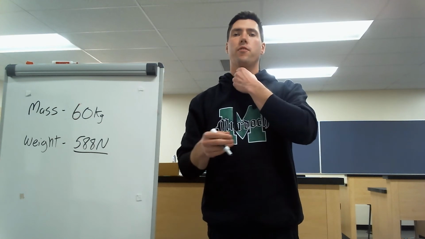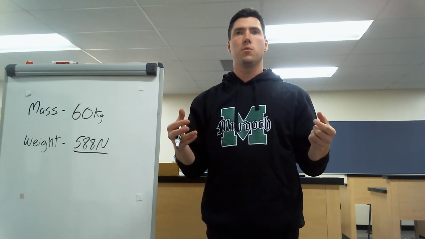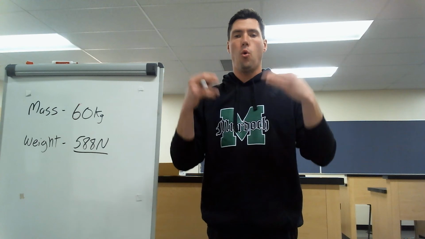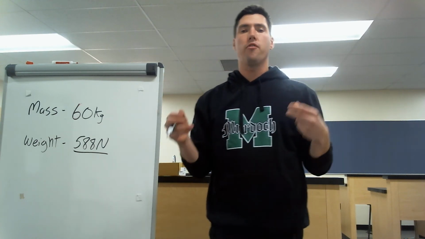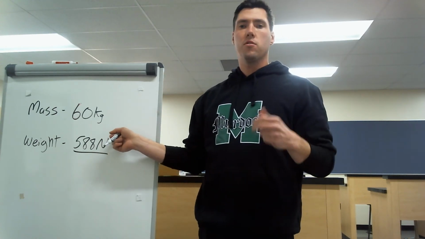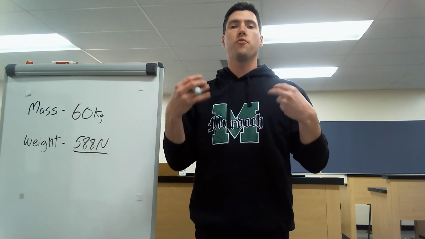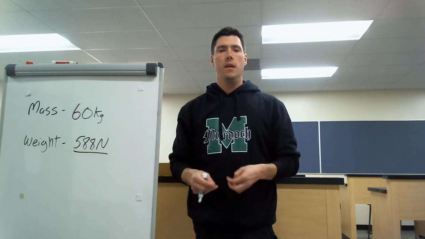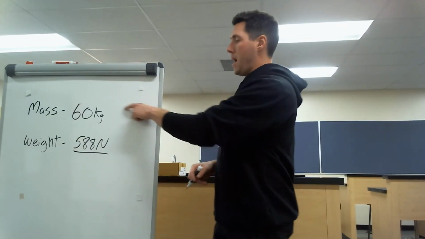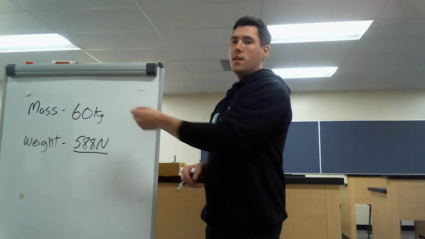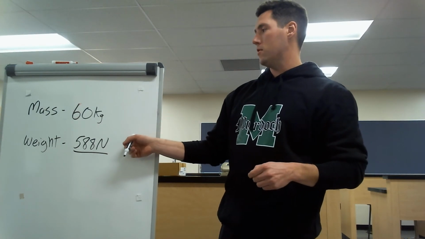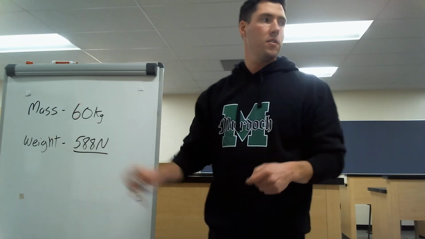And that's going to be important for other things eventually, if we're talking about whether this structure can hold this person up. If the structure can only hold 500 newtons, this person's too heavy. There's too much force that they're applying on the ground. So that's the big difference between mass and weight. Mass is always in kilograms, and weight is in newtons.